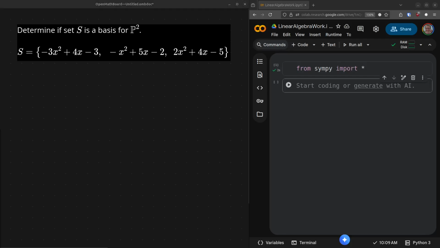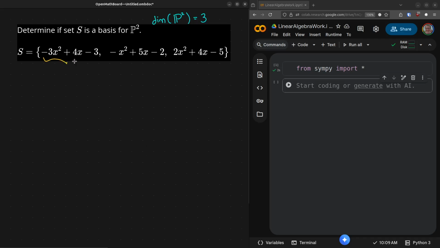Let's take a look at another example. Again, we want to determine if the set is a basis for P2, the set of all polynomials of degree 2 or less. Now, as we just saw in the previous example, the dimension of P2 is equal to 3. So the very first thing I'm going to check is, do we have 3 vectors in our set? If we do, maybe this is a basis. If not, then guaranteed it's not a basis.